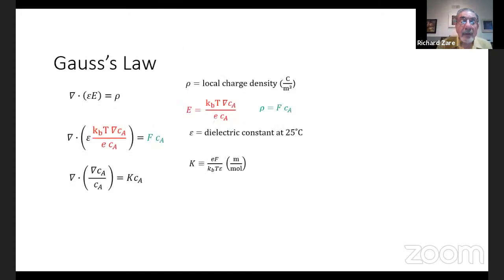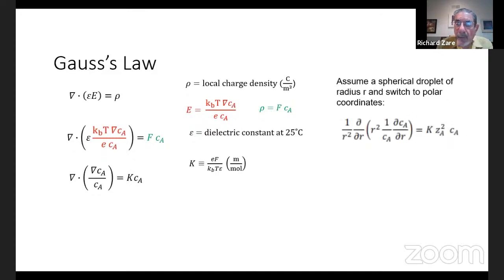And now what I'm going to do is use Gauss's law in this form. I'm going to work this out and, because I have a sphere, put it into spherical coordinates. If I assume a spherical droplet of radius r and switch to polar coordinates, I get a differential equation to solve with boundary conditions, which has been done. And we're going to actually solve it for what's happening for different situations.